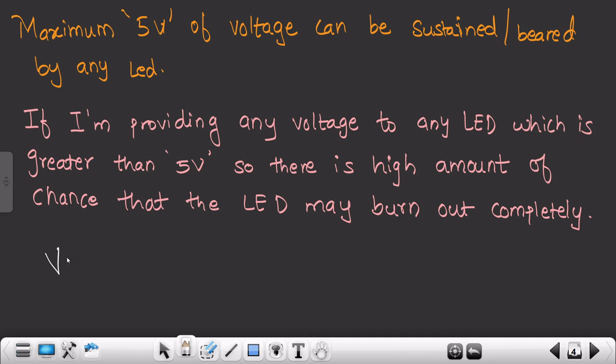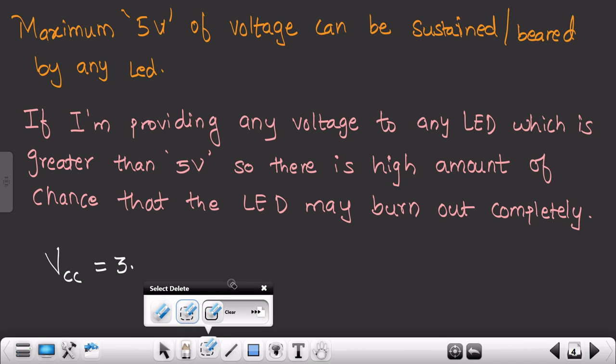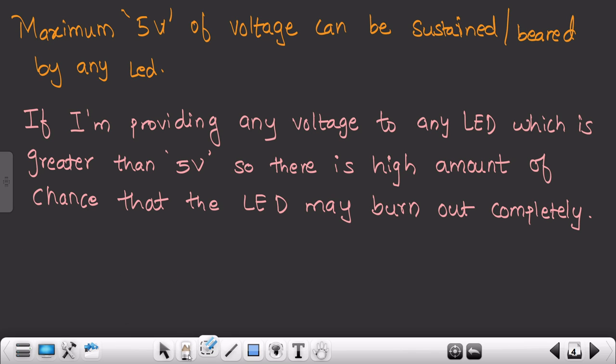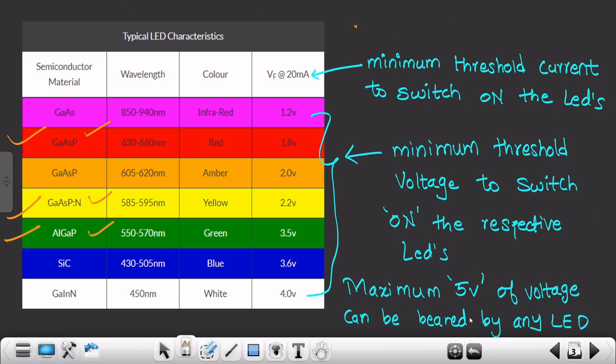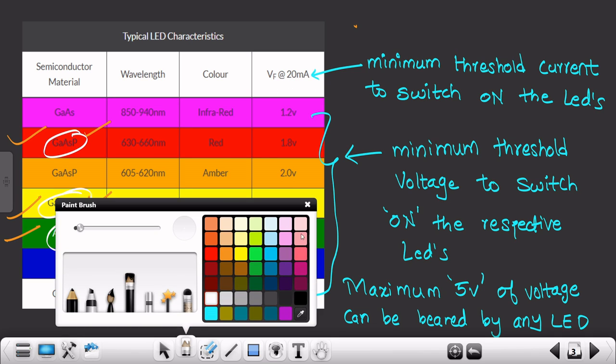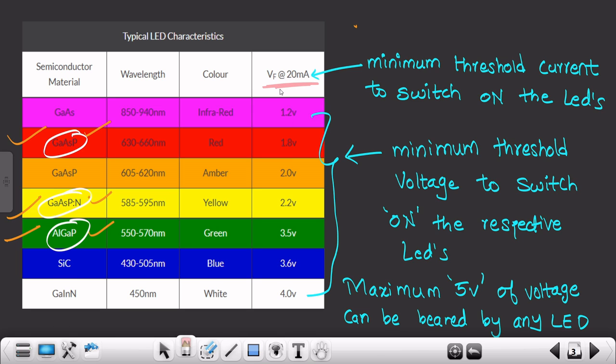So what I can say is that my VCC should be 3.5 volts, or basically I would take V only, so that you should not get confused over here. So my voltage should be 3.5 volts. Apart from that, since I am dealing with 3 different LEDs, this is red, then yellow, and then green, right? Each LED requires 20 milliampere of current to operate.